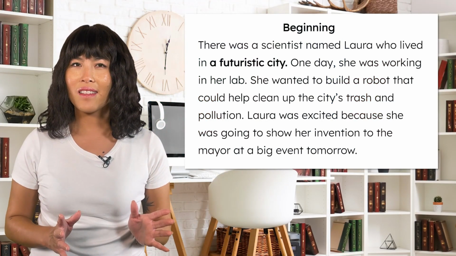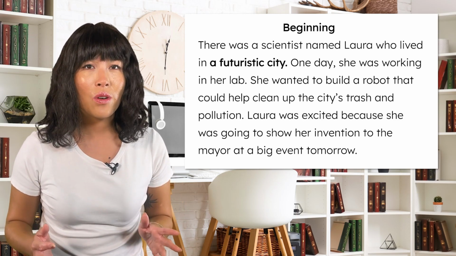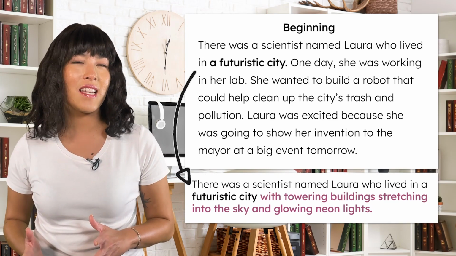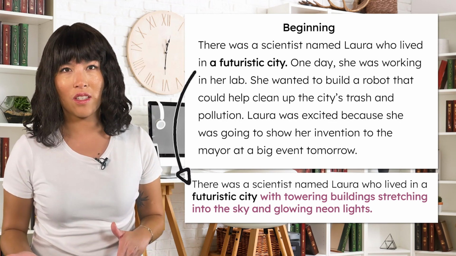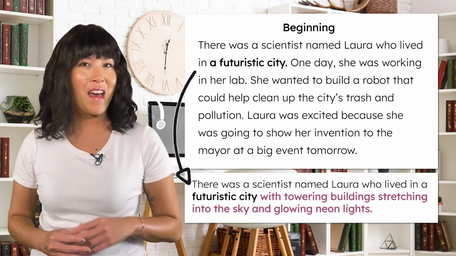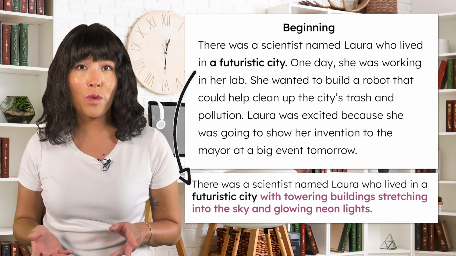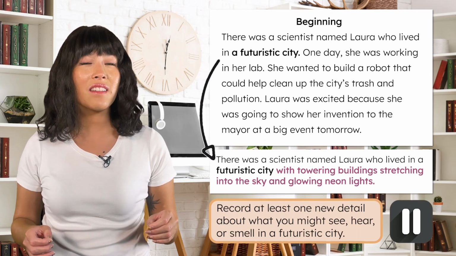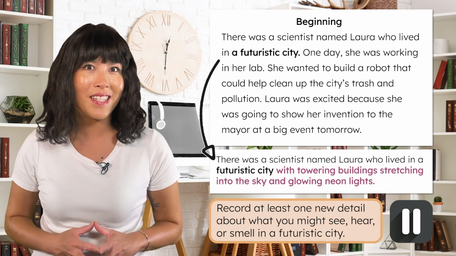When I closed my eyes, I pictured tall buildings and glowing lights, so maybe I could revise my sentence like this. There was a scientist named Laura who lived in a futuristic city with towering buildings stretching into the sky and glowing neon lights. That already feels more vivid. What else can I add? What do you picture when you imagine the future? Pause here and record at least one new detail about what you might see, hear, or smell in a futuristic city.